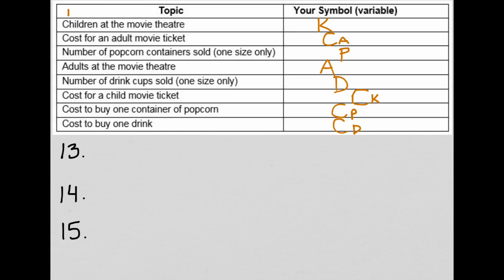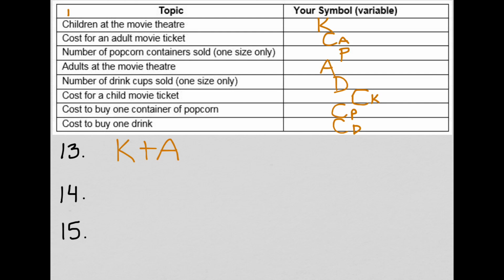Okay, so then 13 says, write an expression for the total number of people at the movie theater. Well, that's the number of children, which we said was K, plus the number of adults, which we said was A. That's how many people are there, all total, kids plus adults.